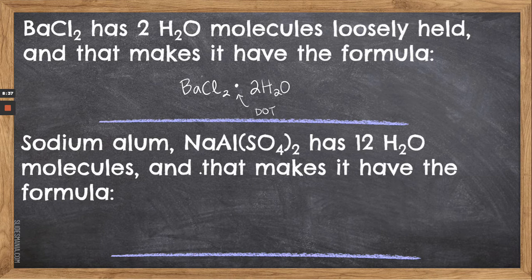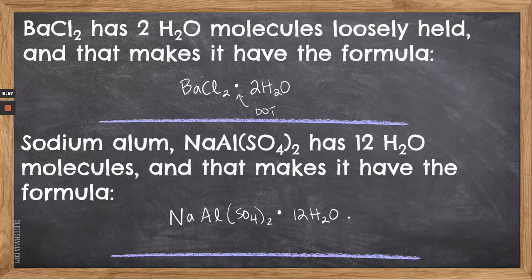Now this is a very small compound. This sodium alum is much bigger, NaAl(SO4)2. This particular compound likes to trap 12 water molecules for every 1 alum molecule. So here we put dot 12 H2O. If you've ever seen that before and wondered what on earth it was, it was a hydrate. It was a sample that had water locked up in its structure.